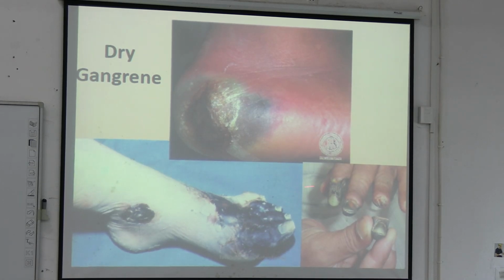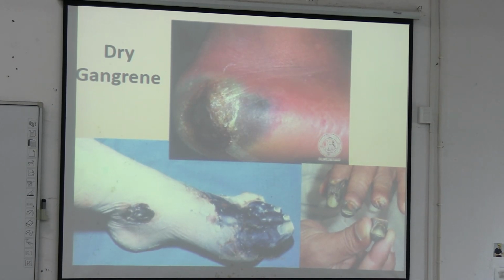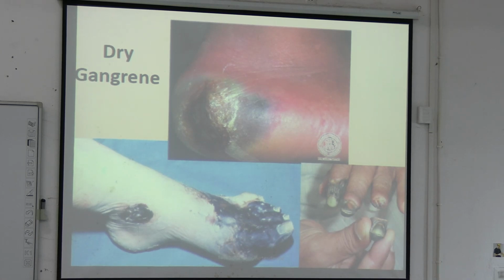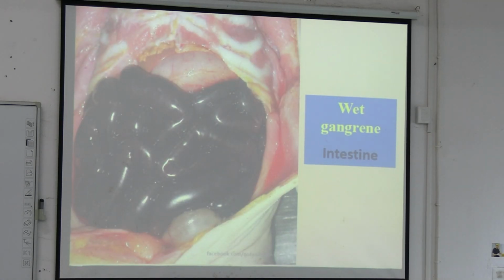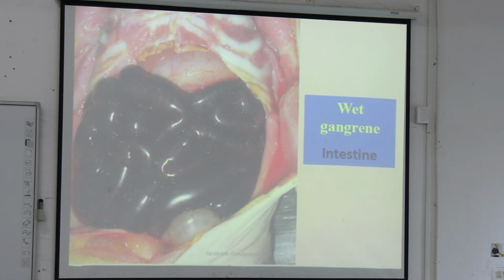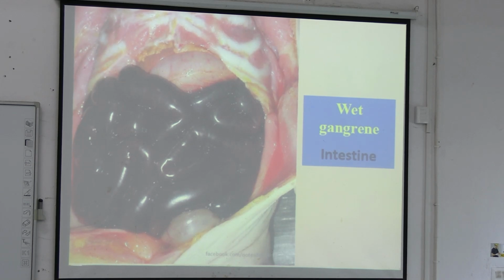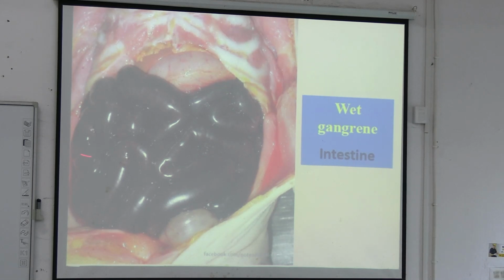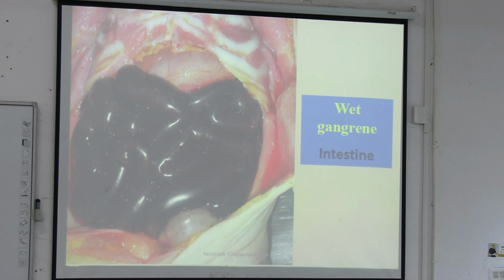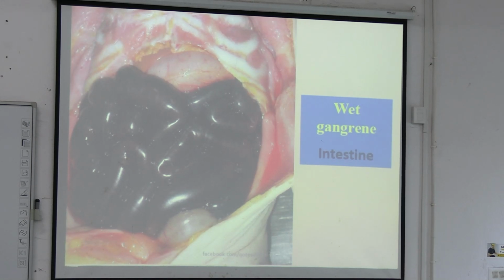And what is the treatment? Amputation of these areas, separating the viable tissue from the non-viable tissue and removing it. Wet gangrene is usually found in case of intestine. There is a huge amount of microbacteria and a huge amount of vascularity. So a portion of a segment of small intestine underwent this type of necrosis. This is a kind of liquefactive necrosis.